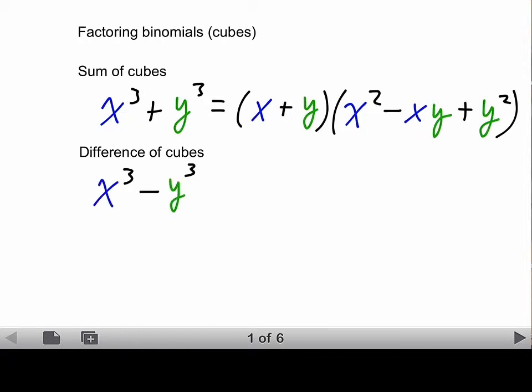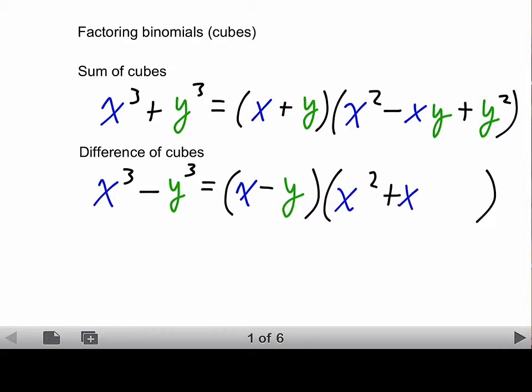We again have two terms, but they're separated by a minus sign, x cubed minus y cubed. And the formula for factoring a difference of cubes looks a lot like that for a sum of cubes. We have a small set of parentheses and then a longer set of parentheses. And we start out with x minus y in the small parentheses, and then x squared plus xy, again taking time to color code this, plus y squared.